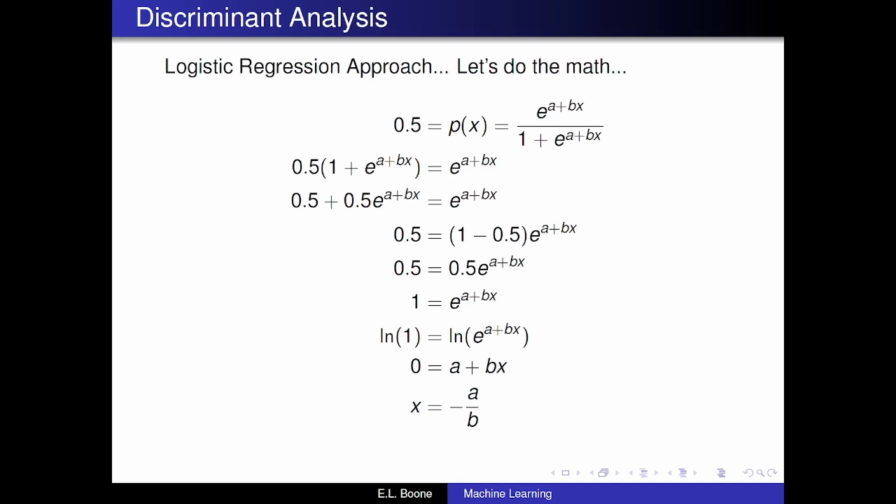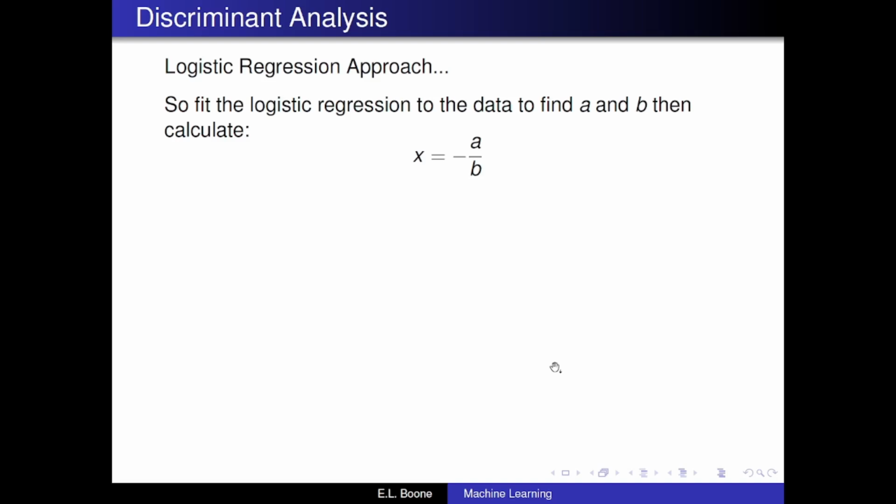This is the way I look at this, it's not that hard. A half is equal to the probability of X. Well, this is the logistic function here that we're using. Just do your happy algebra and you will find your way down to this down here. So X equals negative A over B. Pretty easy, I think, to get to. It's basically like where a line crosses the x-axis. And that's exactly the idea it is. So here this works out nicely, so we can do this. So we fit the logistic regression to find A and B, and then just calculate this number, and we've got it.